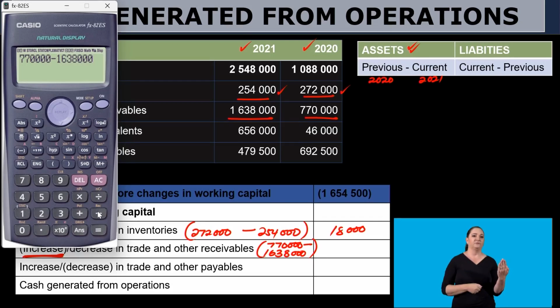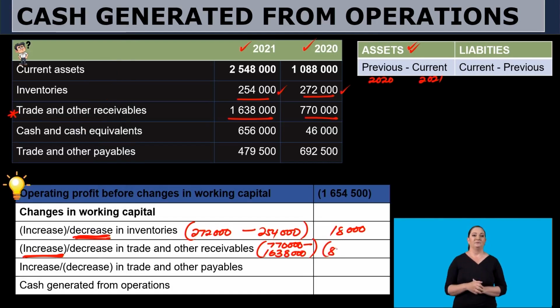1,638,000, and then okay. Now you can see my answer has a negative sign in front. That means when I come here, I'm now going to say it's a negative 868,000. It's a negative 868. That simply means it's a cash outflow because it's a negative in this case. That makes it a cash outflow.